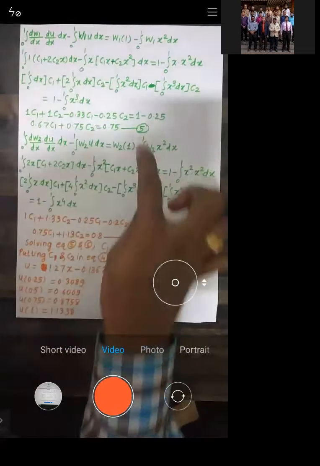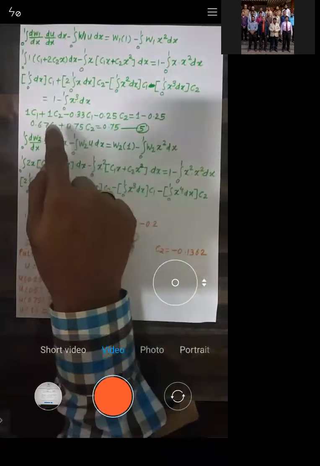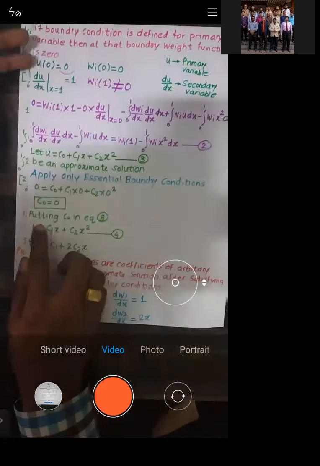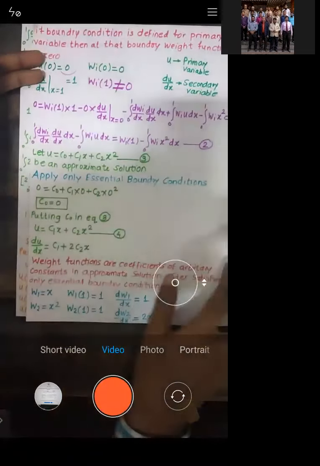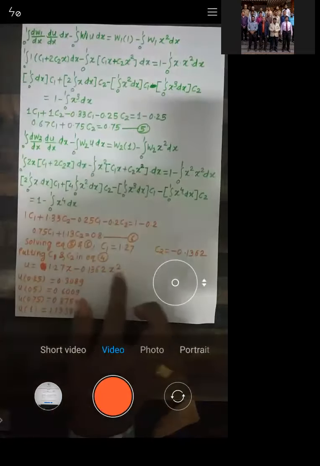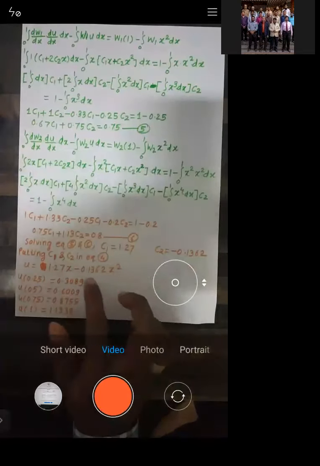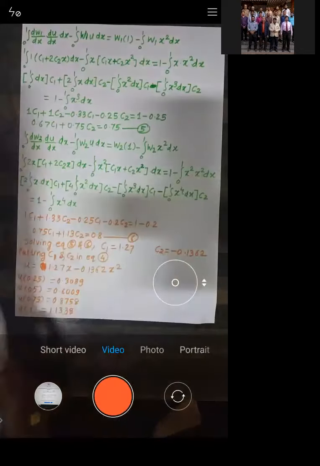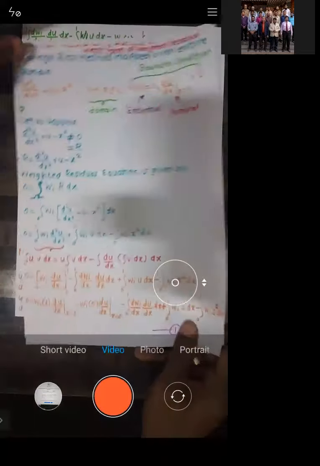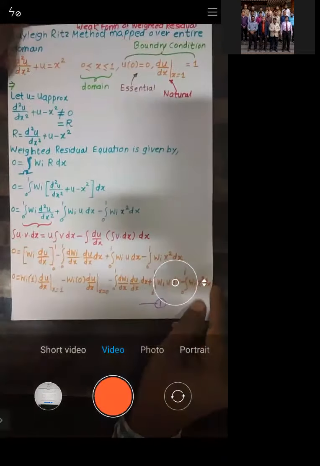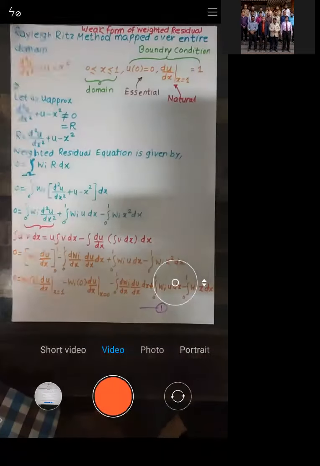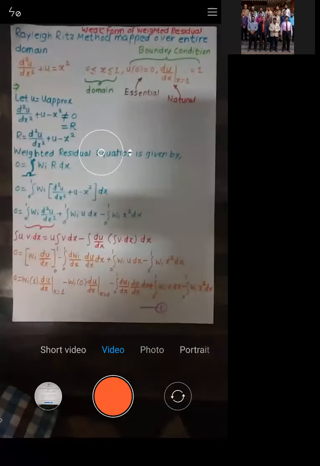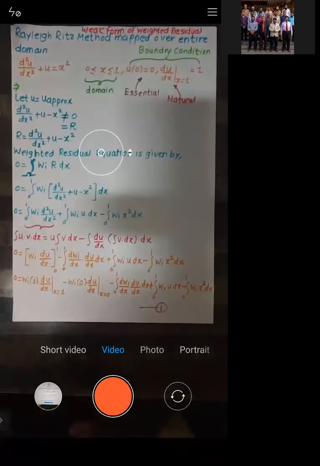I solved equations number 5 and 6 so as to get the values of C1 and C2. Once I got C1 and C2, I substituted them in equation number 4. Now in this equation number 4, I can put different values of x, and based on that, I will get the value of u. Is it okay to all of you? Is it okay? Have you understood this? Have you understood or not?